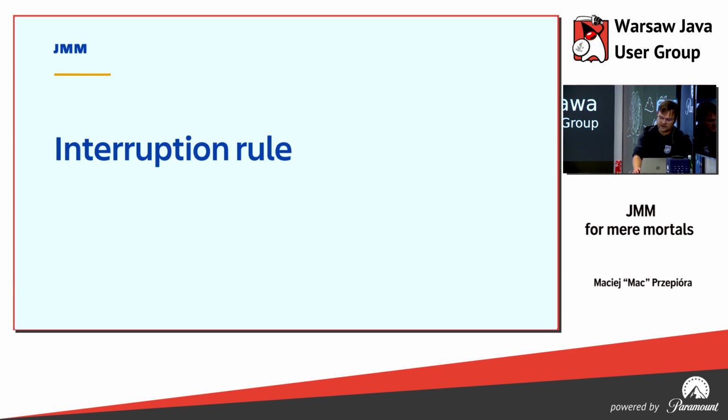Okay, the same thing with interruption. When a thread is interrupted, everything that happened before interrupting the thread needs to be visible to other threads as well. I think this is something that was missing from the original Java memory model, or was not so clear. That's why the Java memory model was updated for Java 5.